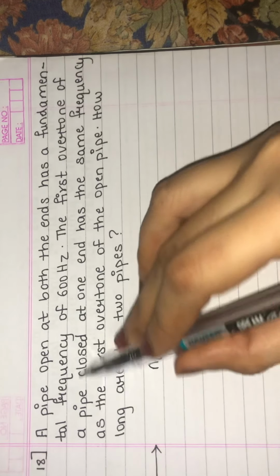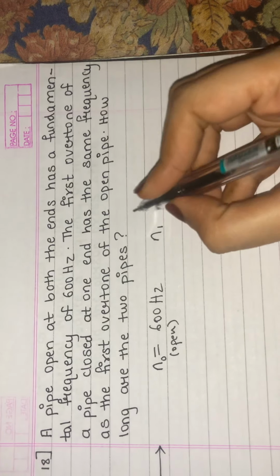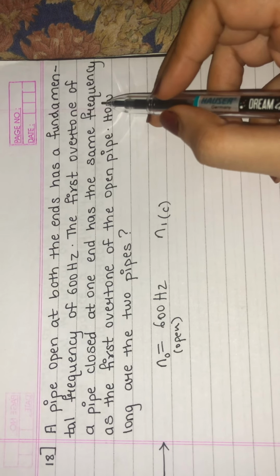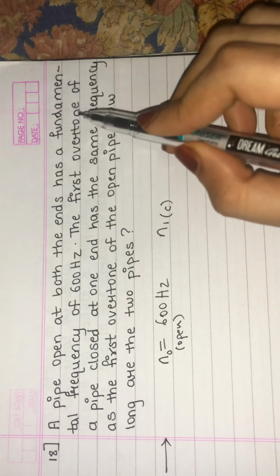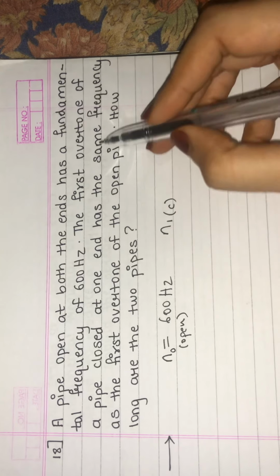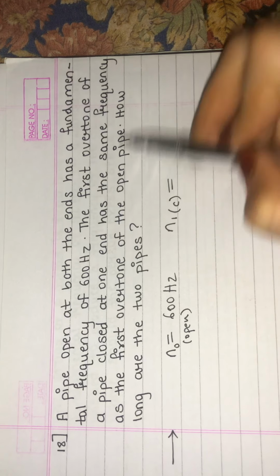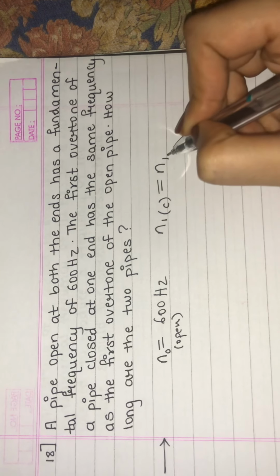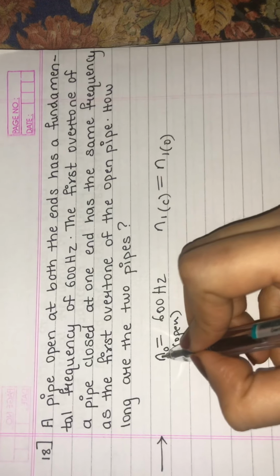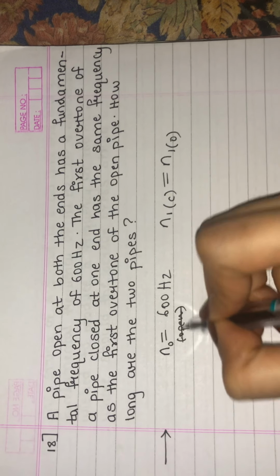The first overtone of a pipe closed at one end, so I'll write C for that, has the same frequency. Okay, the frequency of the first overtone of the pipe closed at one end is the same as that of whom? The first overtone of the open pipe. Okay, so here the fundamental frequency of the open pipe I have denoted by N0.